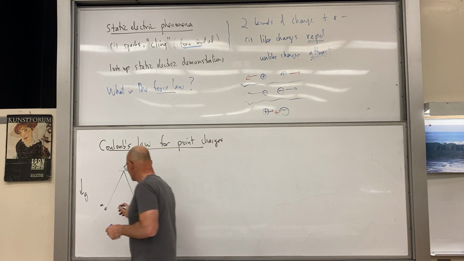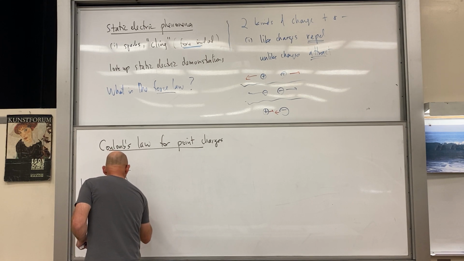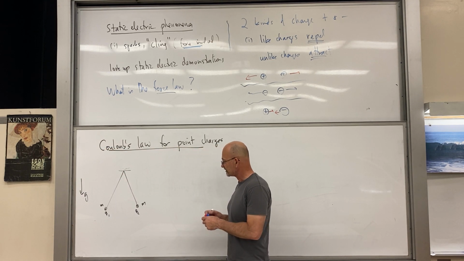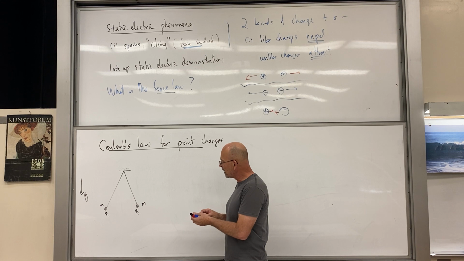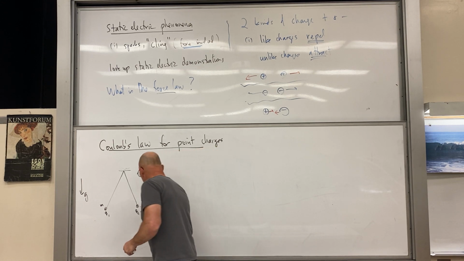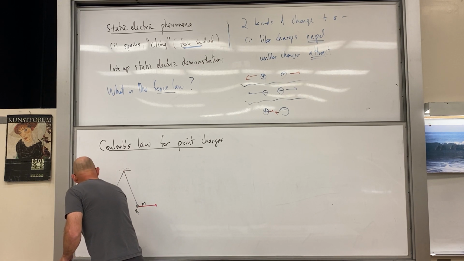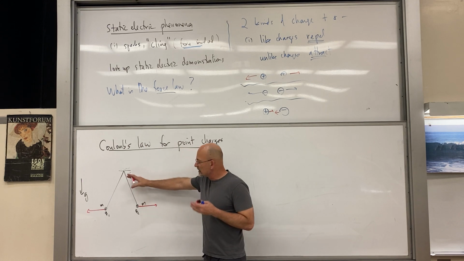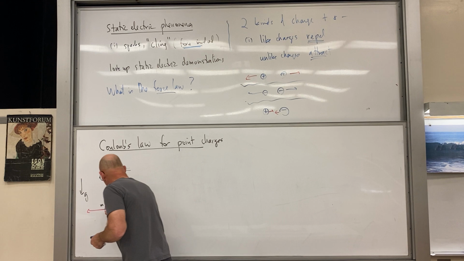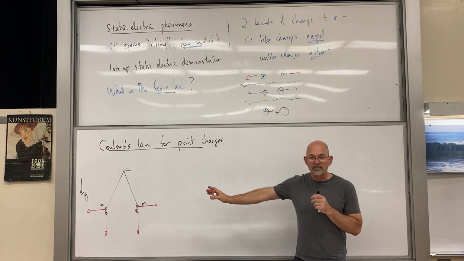Okay. So let's just say we have Q1 and Q2, and they're both positive. So there's going to be a repulsive force pushing them apart. I'm going to use red for all these forces. So we have a repulsive force pushing them apart, and of course there's the gravitational force pulling them down. This is going to be a homework problem, by the way, but I'm going to set it up for you.